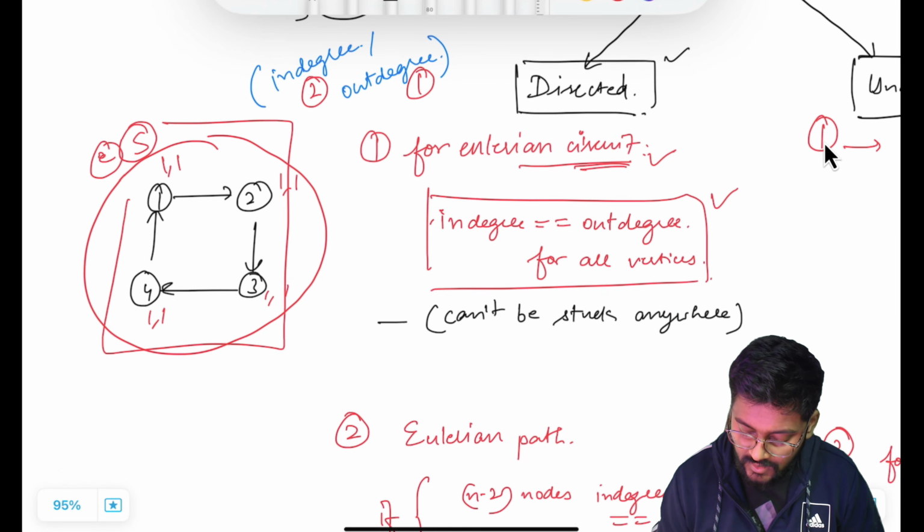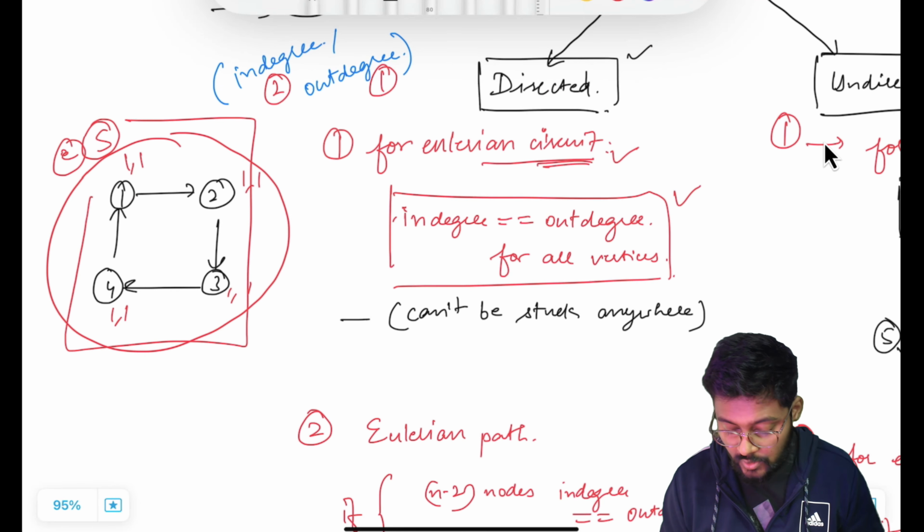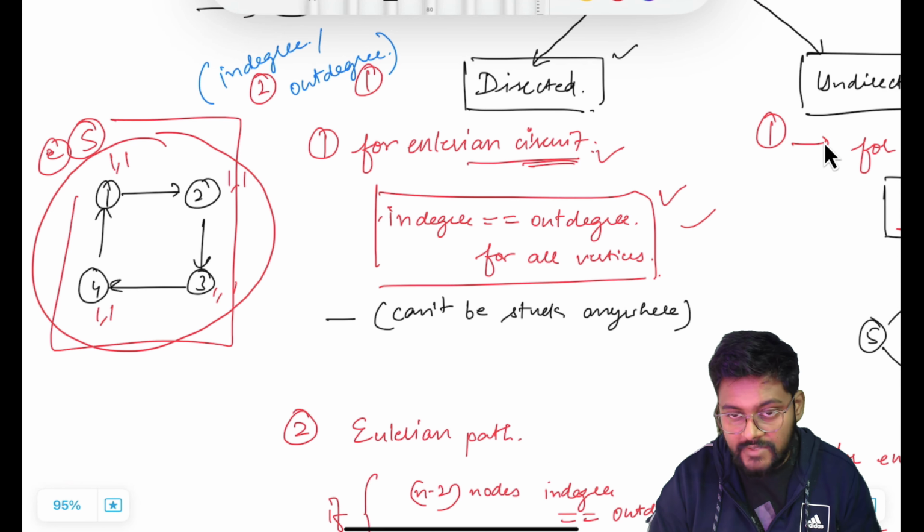And why is that the case? We won't be stuck anywhere in between. Like if at any moment we are not able to get out of a certain vertex, that case will not arise. So okay, if the in degree and out degree of all the vertices are same, then Eulerian circuit is present.